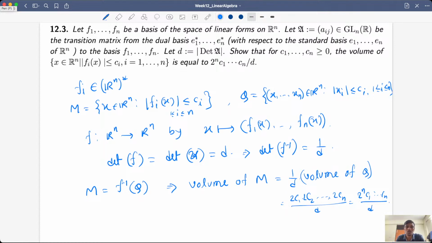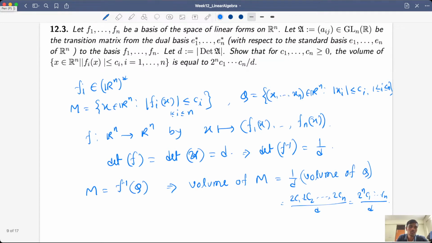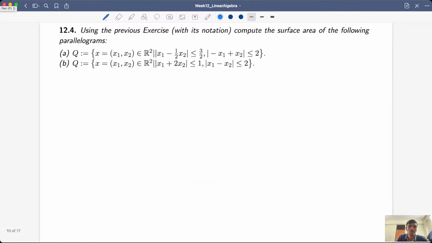So there are a little bit of things to check here. First of all, why this determinant of f is the determinant of this transition map, but if we write it out, it will be clear. If we use this in the next problem, you need to use this problem to calculate the volume of these two parallelograms.